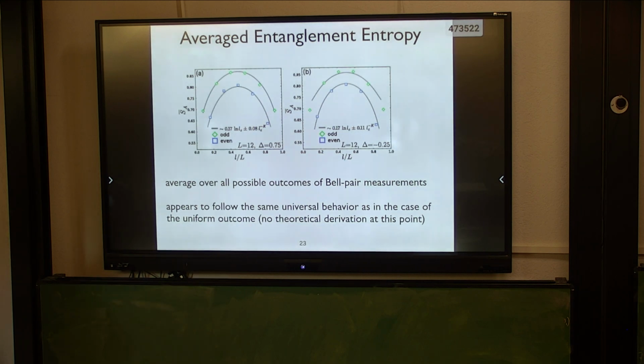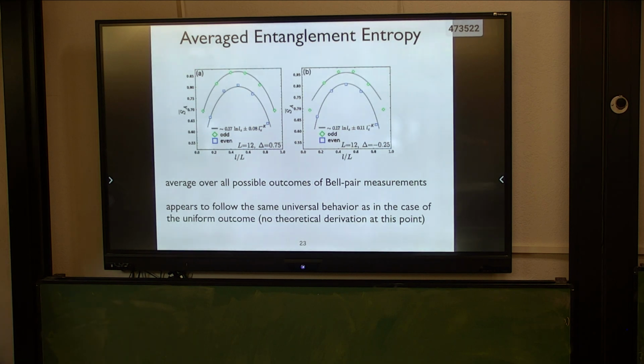And I don't know yet how to handle this with CFT, but numerically we can do simulation, and for each outcome you can calculate the entanglement entropy, then take an average over all the possible measurement outcomes. And this is what he did. Excuse me, do you weight that average with the Born probabilities, or is it a uniform average? Yeah, I think it is the average with the probability of getting each outcome.